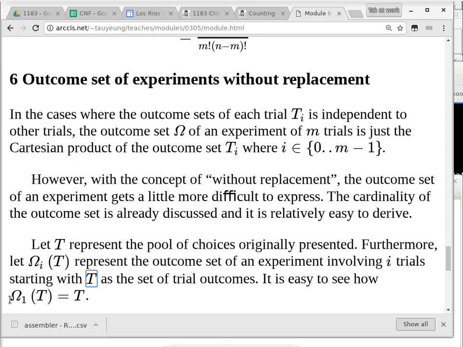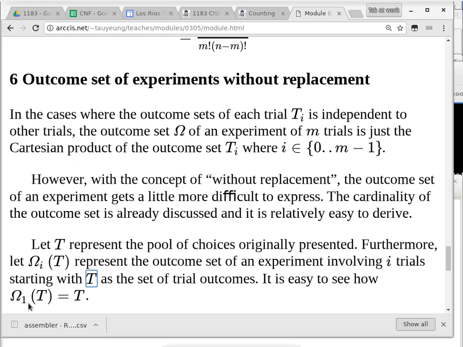I keep changing my notations, whether it's 0 oriented or 1 oriented. So omega 1, which means it is the outcome of one single trial, makes sense. Okay, so 1 makes sense, is just T itself. Is that making any sense?